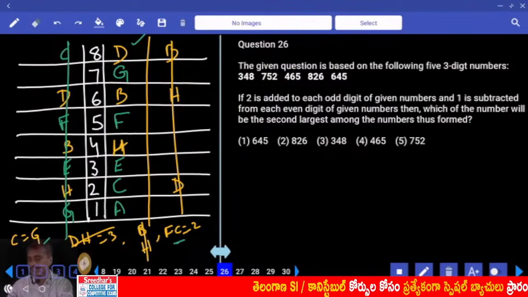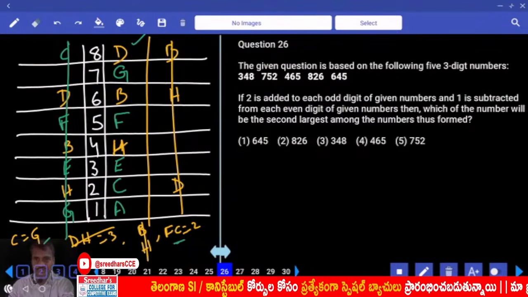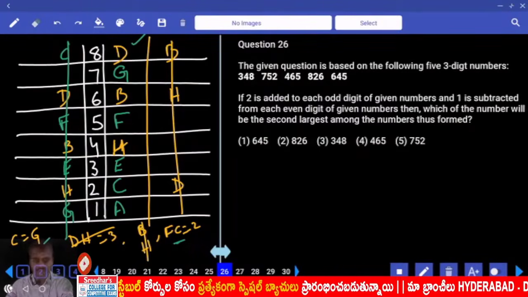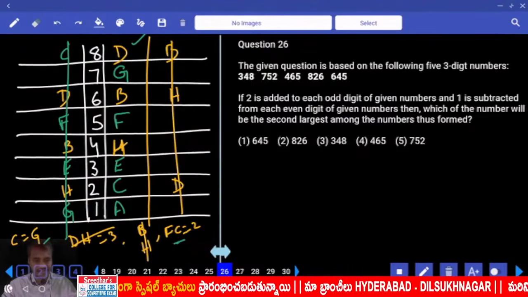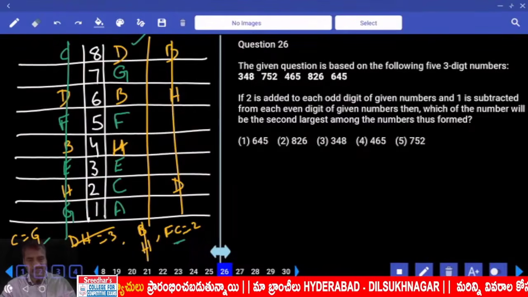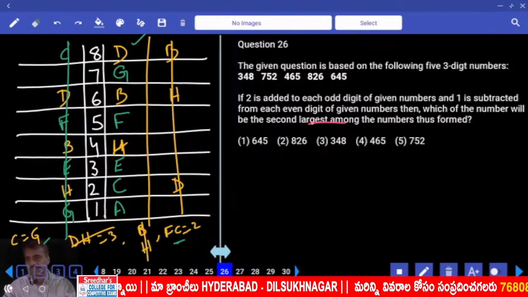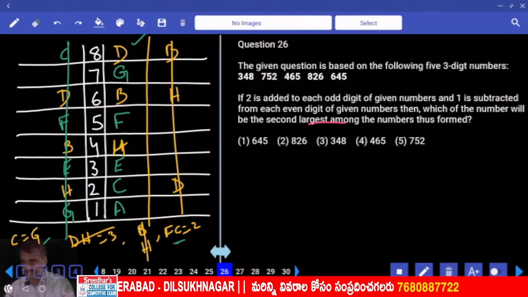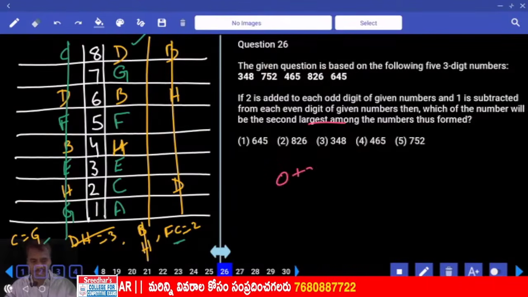Questions 26 to 30 are based on a set of numbers. In this set, 2 is added to each odd digit of the given number, and 1 is subtracted from each even digit. Which of the following is the second largest? Second largest is always based on the first digit of that number, and 2 is added to an odd digit and 1 subtracted from an even digit.